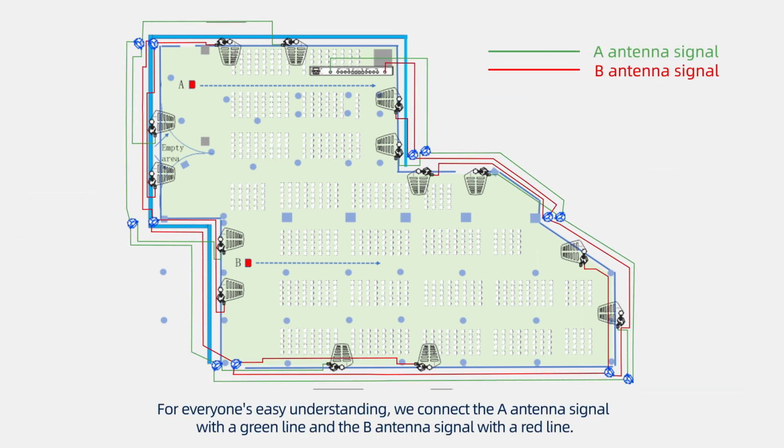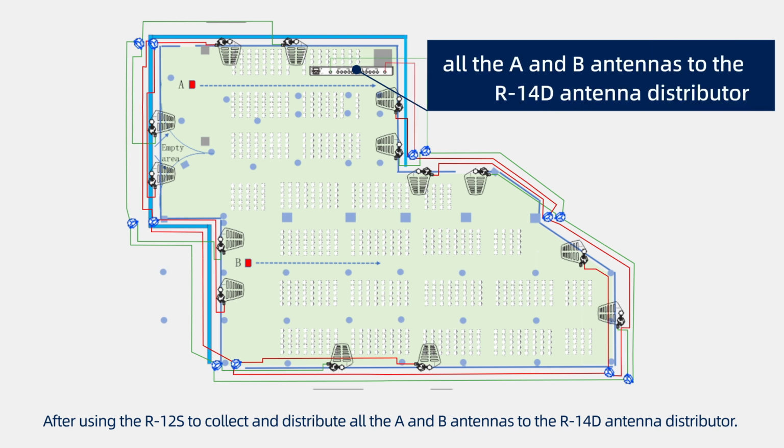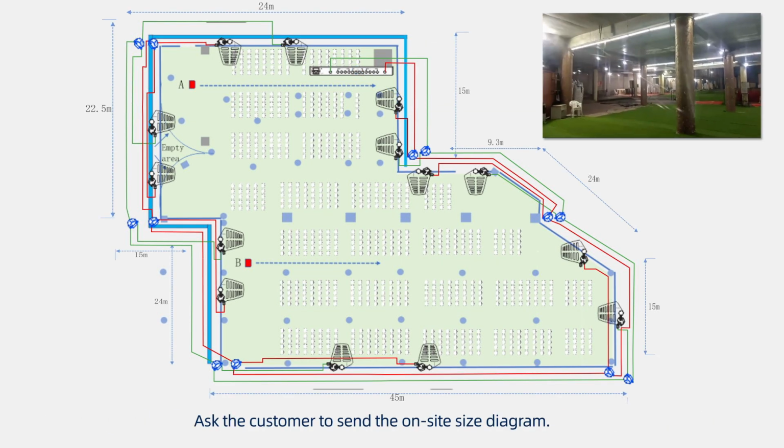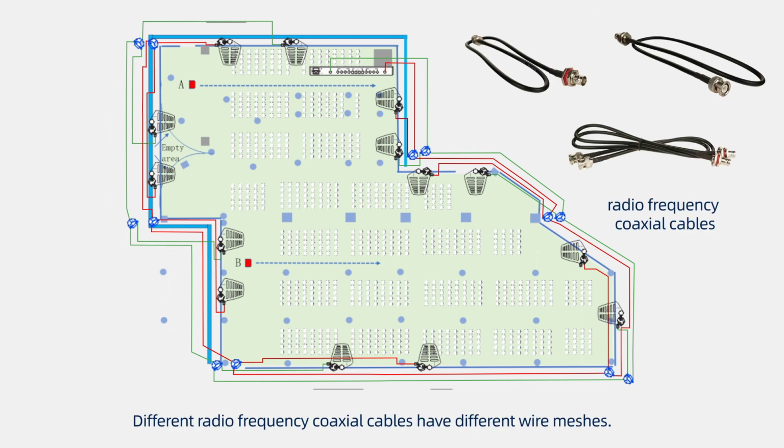For everyone's easy understanding, we connect the A antenna signal with a green line and the B antenna signal with a red line. After using the R1 to S to collect and distribute all the A and B antennas to the R1 for D antenna distributor, we asked the customer to send the on-site size diagram. Different radio frequency coaxial cables have different wire meshes.